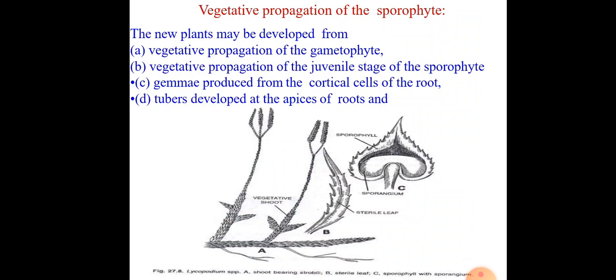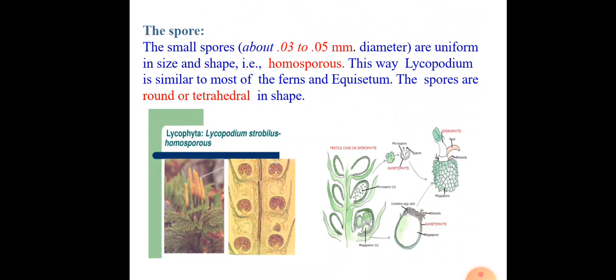We can see the vegetative propagation of this sporophyte: vegetative propagation of the gametophyte, vegetative propagation of a juvenile stage of the sporophyte, gemmae produced from the cortical cells of the roots, and tubers developed at the apex of the roots. So we can see 4 types of vegetative propagation in the case of Lycopodium species. And spores, what about the spores?